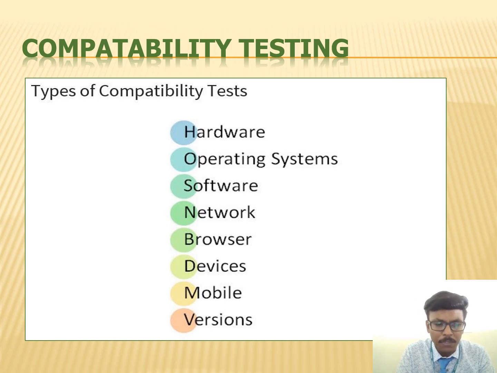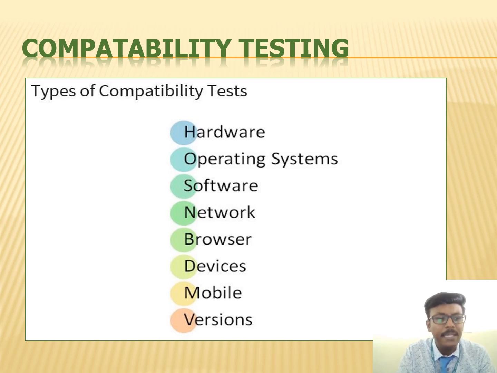Software compatibility checks that the developed software is compatible with other software. MS Word application should be compatible with MS Outlook and MS Excel, right? Similarly, we can check whether it is compatible with other software. Network compatibility is the evaluation of the performance of a system in a network with a variety of performance, such as different bandwidth, different operating speed, and capacity. Based on these, we check whether it's working properly or not.